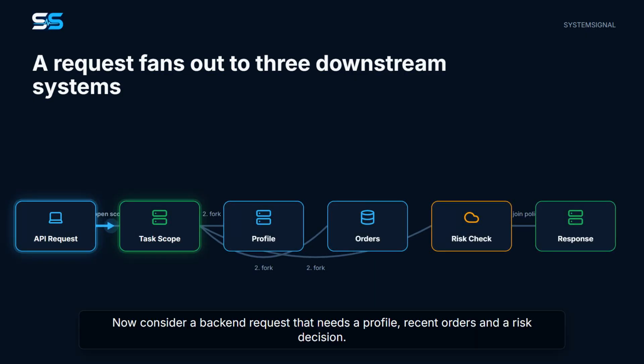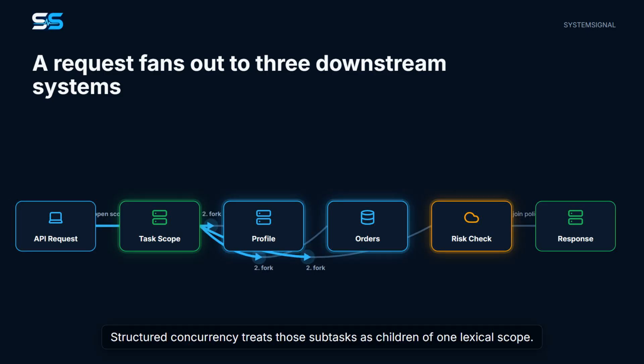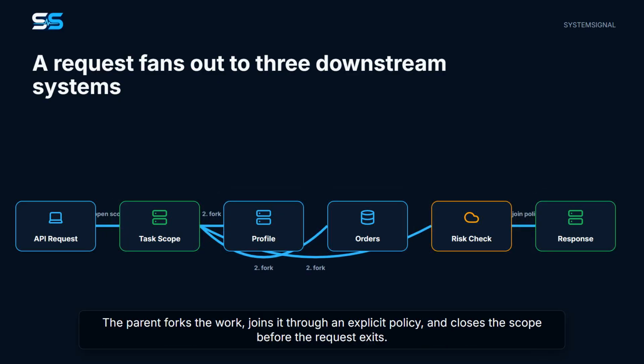Now consider a backend request that needs a profile, recent orders, and a risk decision. Unstructured code can submit 3 tasks, keep 3 futures, and then assemble ad hoc timeout and cancellation logic. Structured concurrency treats those subtasks as children of one lexical scope. The parent forks the work, joins it through an explicit policy, and closes the scope before the request exits.